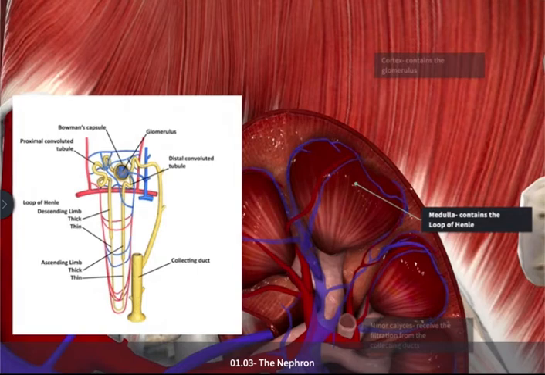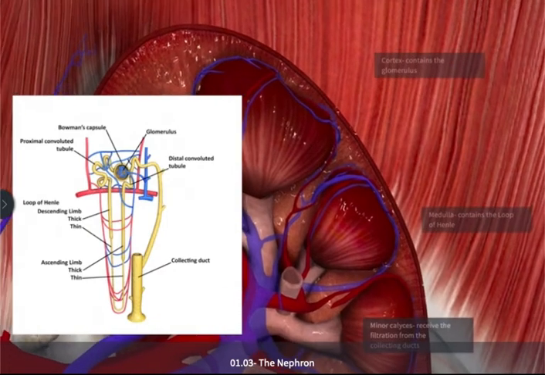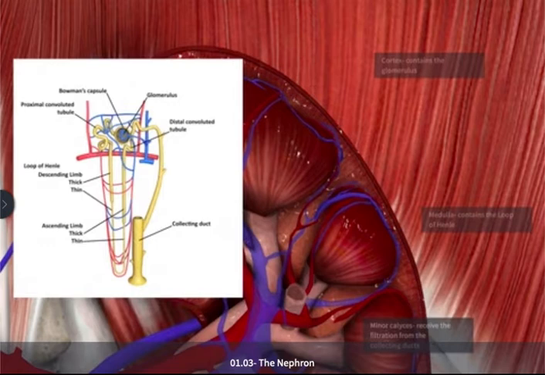The filtrate itself will be collected within the calyces of the kidney, with one minor calyx collecting all of the filtrate from a renal pyramid. What I'd like to do at this time is just go through the anatomy related to the nephron. I'm not going to get too in-depth with any of the physiology at this point because that's a course in its own. For now, let's begin looking at the functional makeup of the nephron, beginning with the glomerulus.